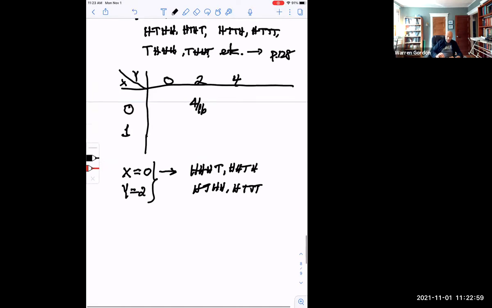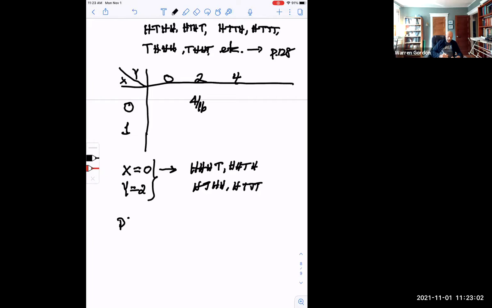In the same way, how would I compute X equals 0, Y equals 4? Well, that can only happen one way. It starts with a head and the difference between the number of heads and the number of tails is 4, which means they're all heads, and that's 1 out of 16. And the other numbers are gotten pretty much the same way. I'll let you do those yourself. And then I put in my last row.